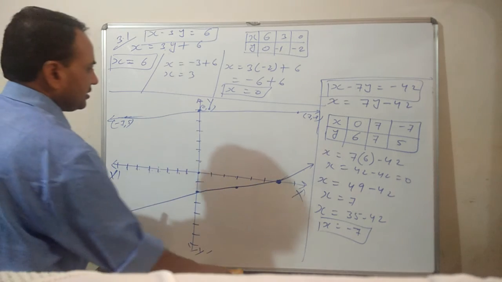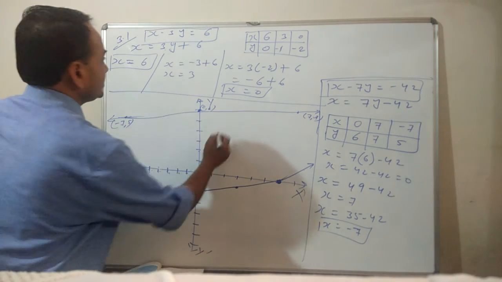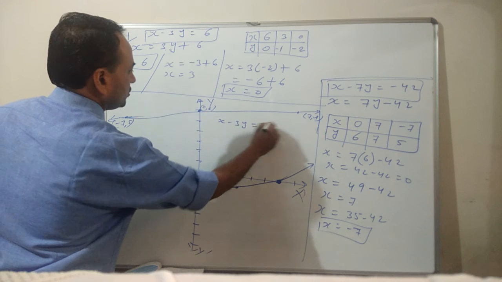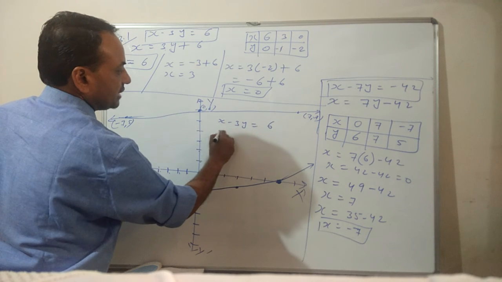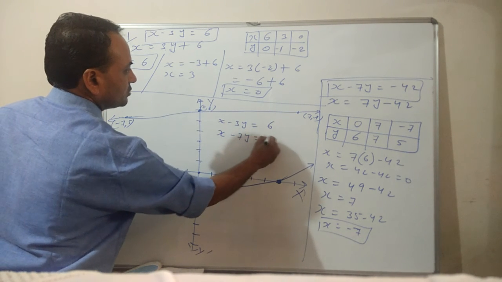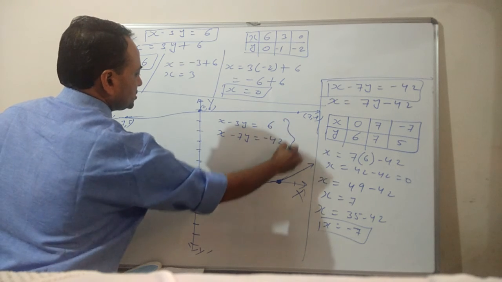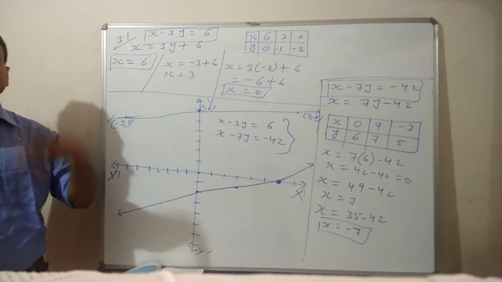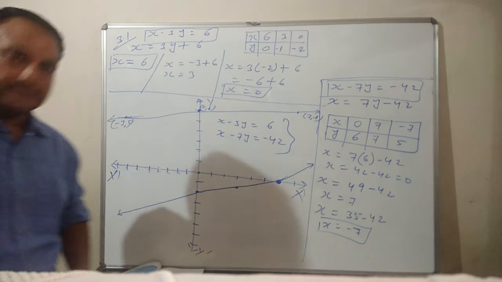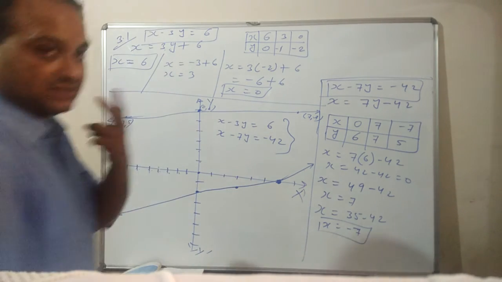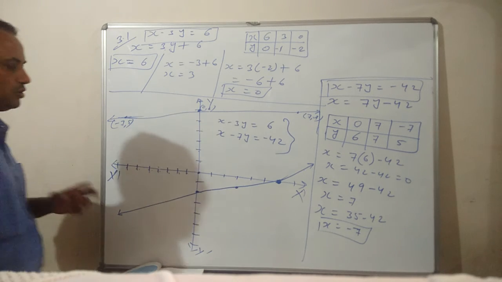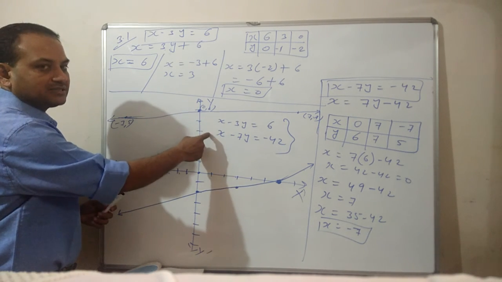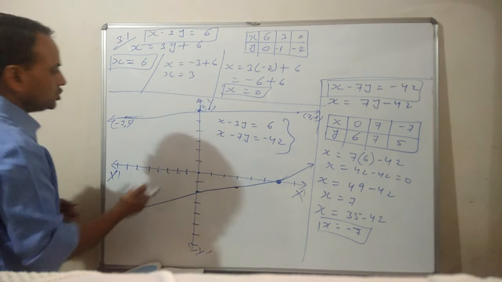Okay. One more thing: with these equations, the first equation was x minus 3y equal to 6. The second equation was x minus 7y equal to minus 42. With these two equations, without drawing the graph, can we find whether the lines will intersect, be parallel, or be coincident? Yes, we can. We have seen three methods, A1 upon A2 and B1 upon B2. Here, the coefficient of x is 1 and 1.